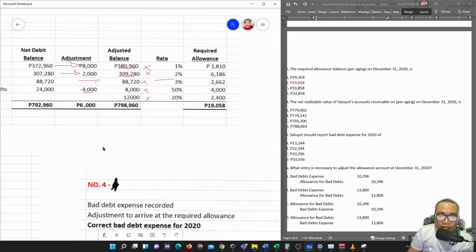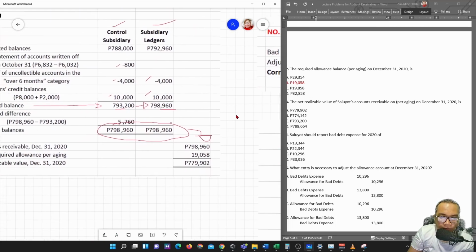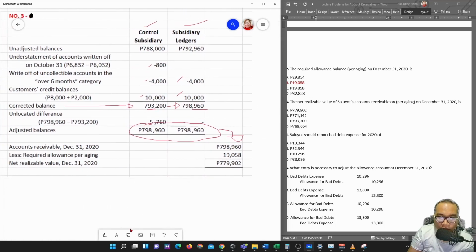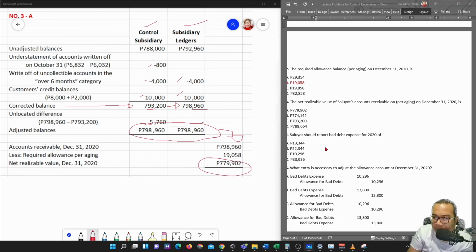Ito, yung required balance. Yeah? Required balance. So, yung net realizable value mo, okay, 779,902. Pag naintindihan nyo yung given, mas madadalian kayong mag-solve ng problem.